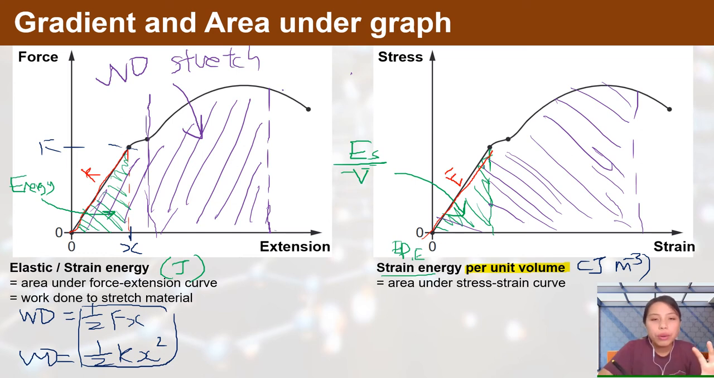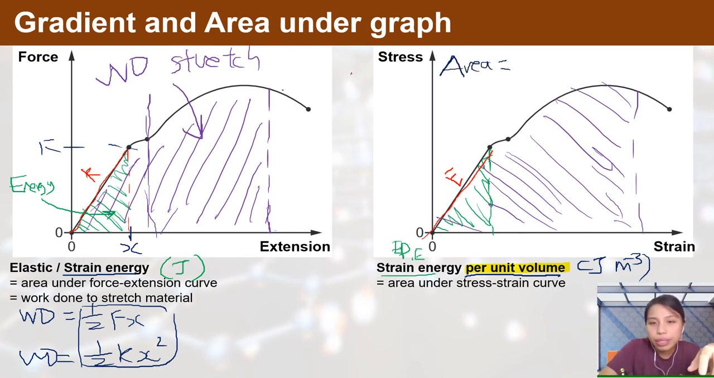You just need to know what the area symbolizes. Now, if you're wondering why this area is strain energy per unit volume, why on the force-extension graph is it just strain energy, but here per unit volume comes out, where did that come from? Well, let's do a little exercise here. If I take the area under this Young's modulus or stress-strain curve, here will be some stress, I just put sigma, here will be some strain.